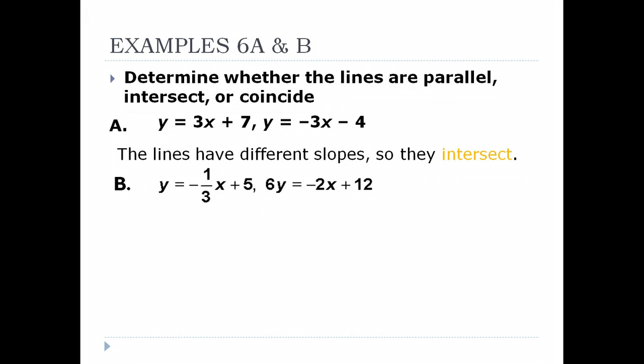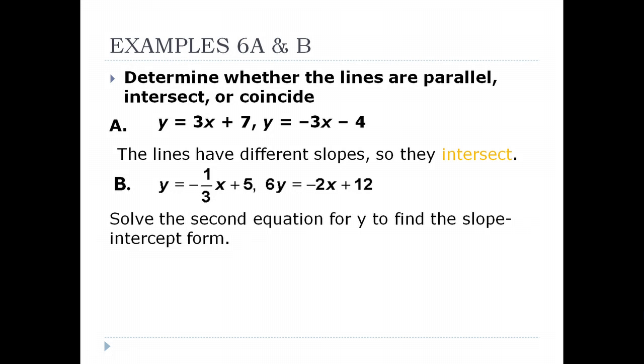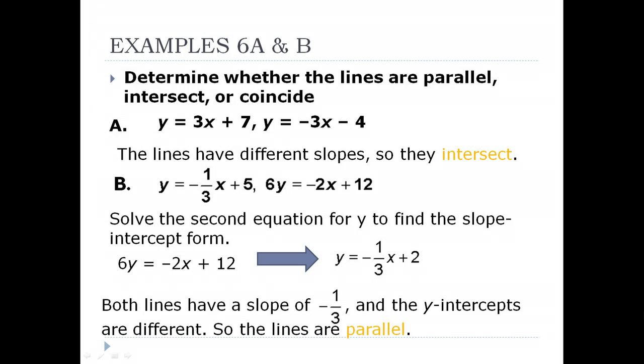For B, y equals -1/3 x plus 5 and 6y equals -2x plus 12. The first thing we need to do is solve the second equation for y to find the slope-intercept form. They need to be both y equals something. So we would divide by 6, and this gives us y equals -1/3 x plus 2. Oh, they both have the same slope, but different y-intercepts. These lines are parallel.